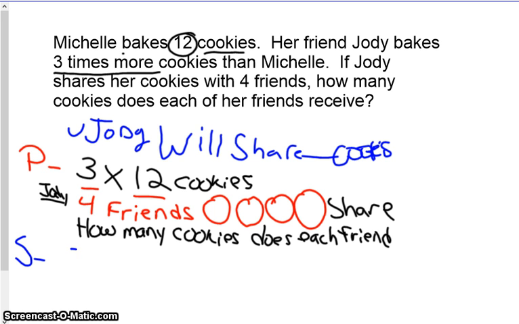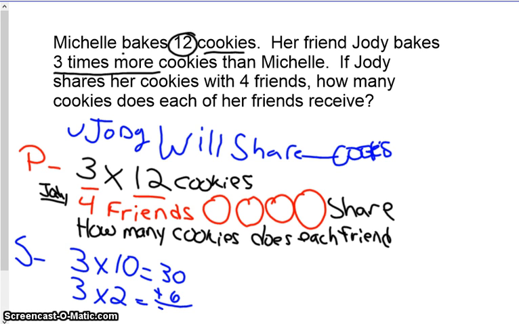36. Okay, can I break 12 into 10 and 2? Yeah. Break it apart if you don't know it. What's 3 times 10? 30. What's 3 times 2? 6. 30 plus 6 is 36. Now we know that Jody has how many cookies? 36 cookies.